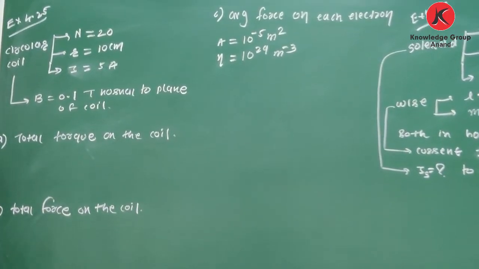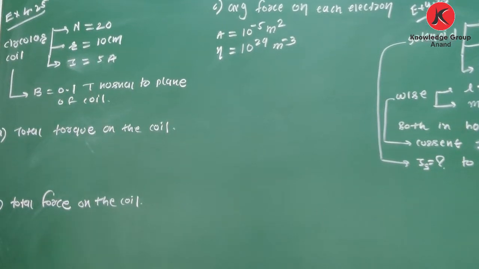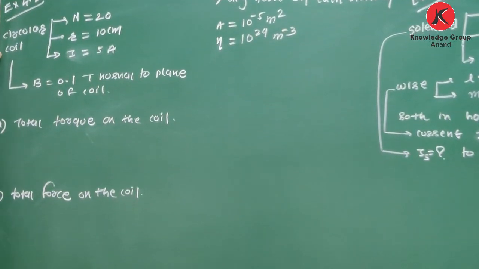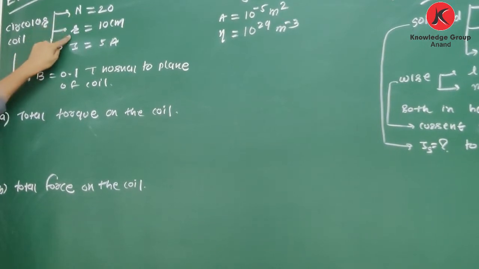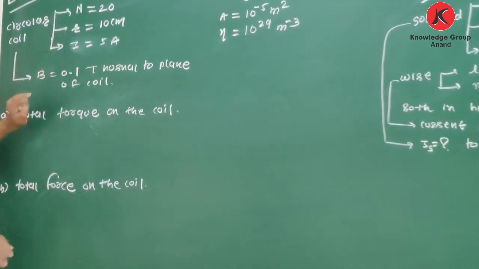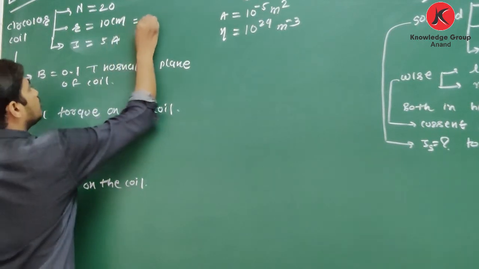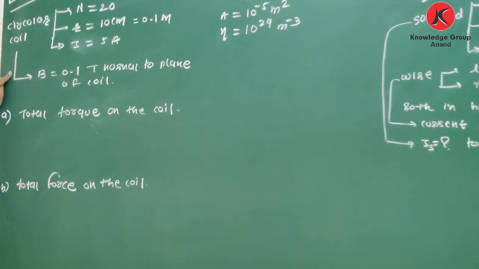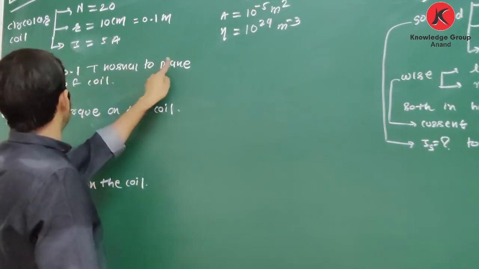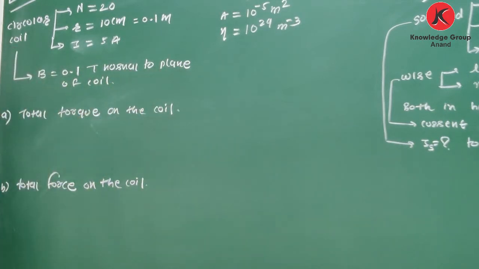Now, exercise 4.25. See, you are given a circular coil. Total number of turns 20, radius 10 centimeter, and you have to convert it in meter, is equal to 0.1 meter. Carrying current 5 ampere, it is placed in a magnetic field B is equal to 0.1 Tesla. Normal to the plane of the coil.